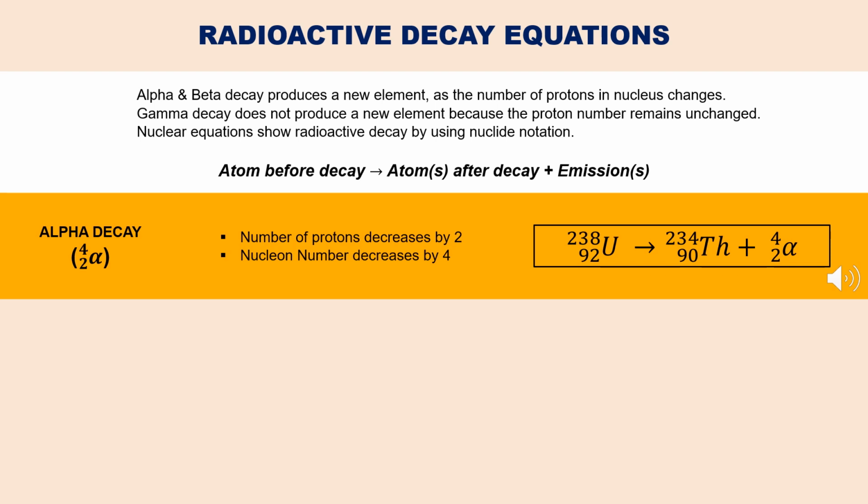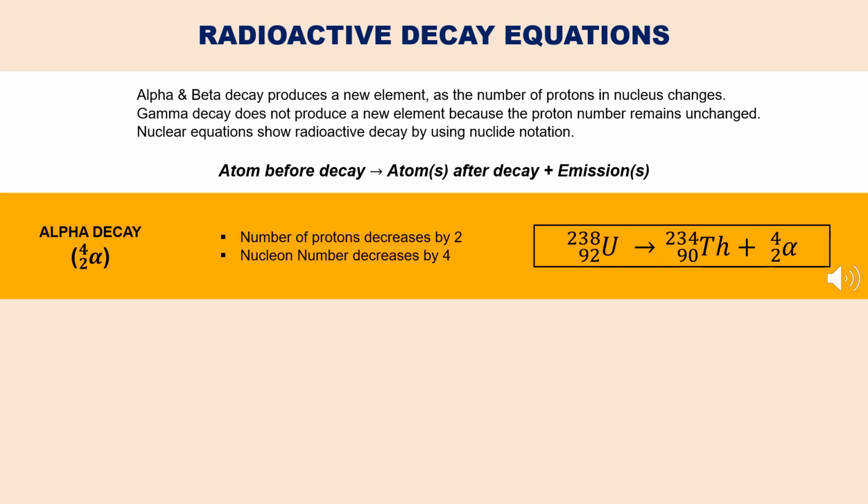Now moving on to alpha decay. Alpha decay occurs when an alpha particle is emitted. We learnt that the alpha particle has 2 protons and 2 neutrons, which means that its proton number is 2 and its nucleon number is 4. So when a nucleus emits an alpha particle, its proton number decreases by 2 and its nucleon number decreases by 4. So an alpha particle is denoted by the symbol α, with 4 on top and 2 at the bottom, and this is its nuclide notation.